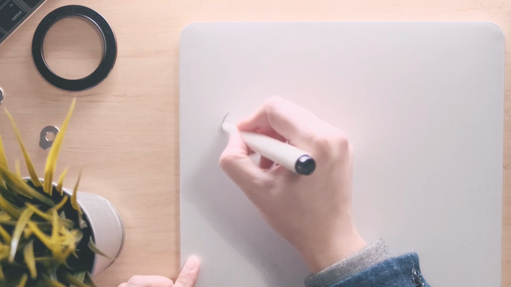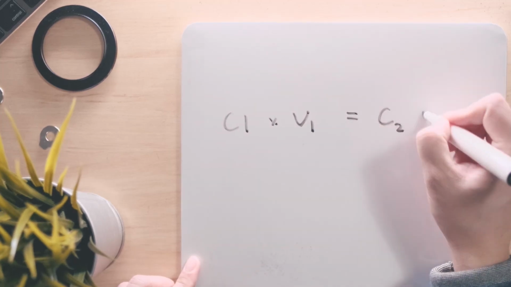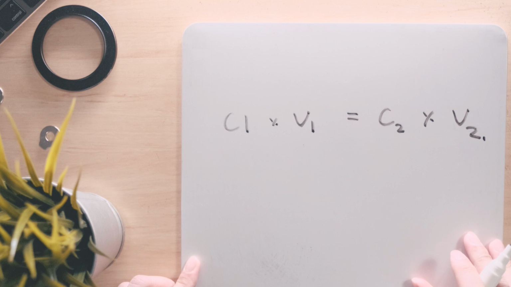Now, let's talk through how dilutions of solutions are typically calculated. The formula that is commonly used is C1 times V1 equals C2 times V2, where C1 and V1 refer to the concentration and volume before the dilution, and C2 and V2 refer to the concentration and volume after the dilution.